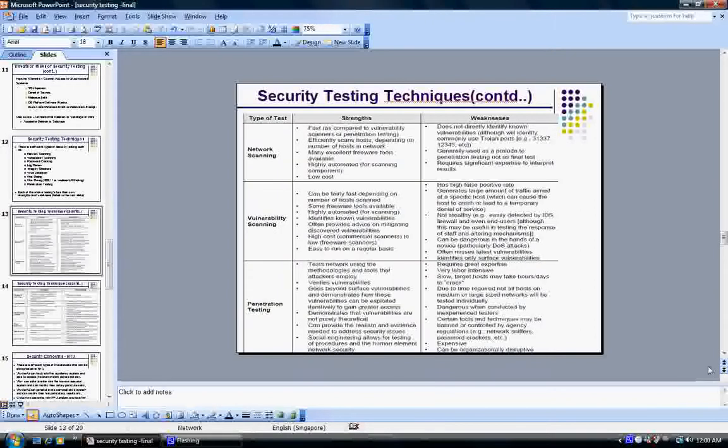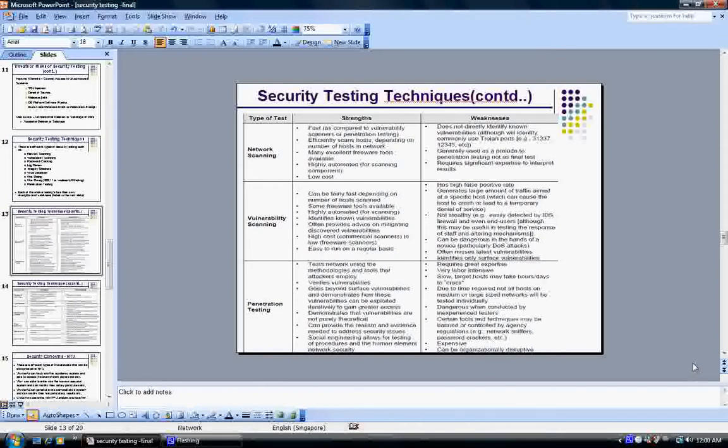If you look at the strengths and weaknesses, there are plenty of them, but I will not go into detail on everything, just explain the key things here. Network scanning is very fast, low cost, and highly automated. However, the weakness is that it requires significant expertise to interpret the results.